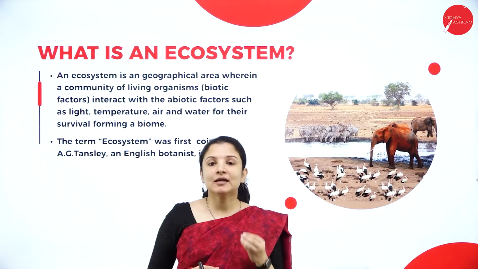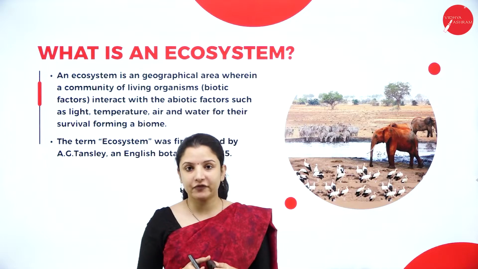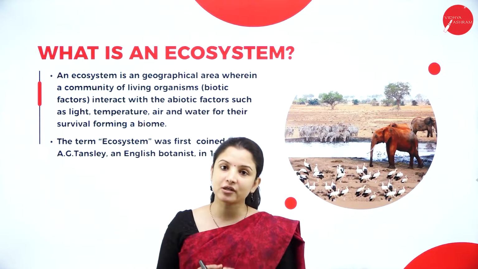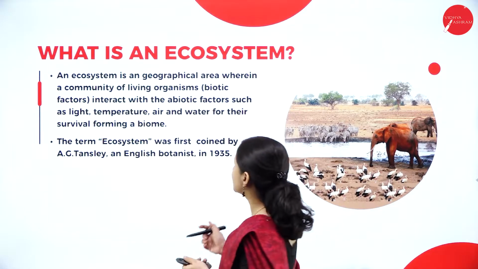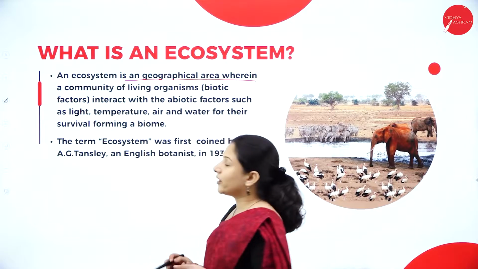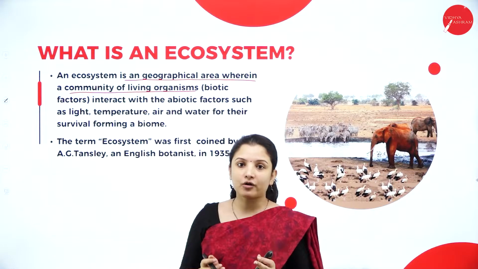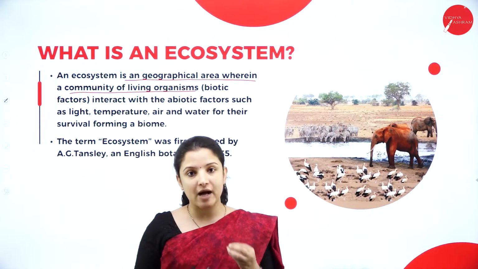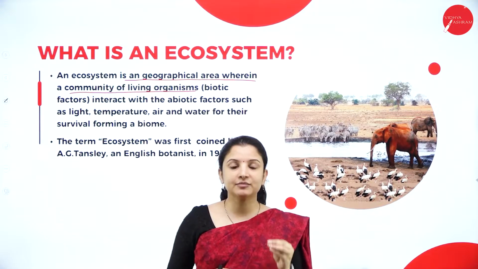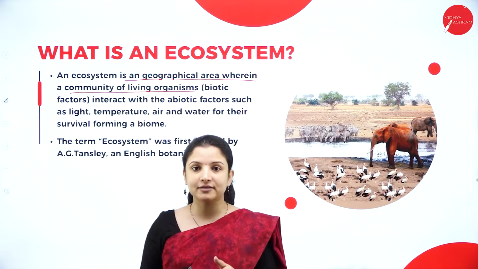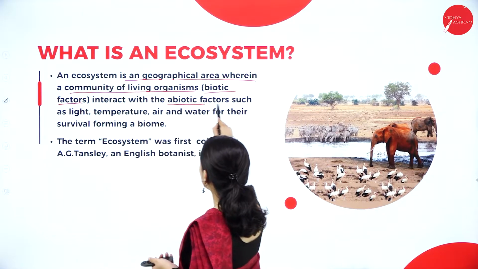In today's session, let us discuss what is an ecosystem and learn the components of an ecosystem, wherein we'll study the structure and function of the ecosystem. So what is an ecosystem? An ecosystem is a geographical area wherein a community of living organisms, the biotic factors, interact with the abiotic factors. Bio means life, so those organisms having life, that is the living organisms, come under the biotic factors.